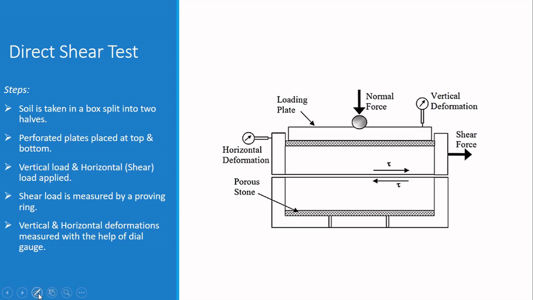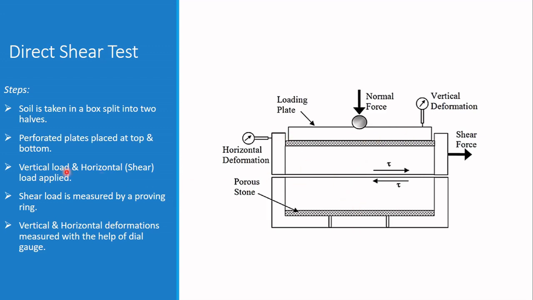I have listed the steps on the left side. The first step says that the soil is taken in a box which is split into two halves. On the right side, I have a metallic box which is divided into two halves. The lower half is fixed and the upper half is free to move. To this sample, I place two perforated plates, one at the bottom and another at the top. Why do I place these perforated plates? So that the water coming out of the soil can easily drain out.